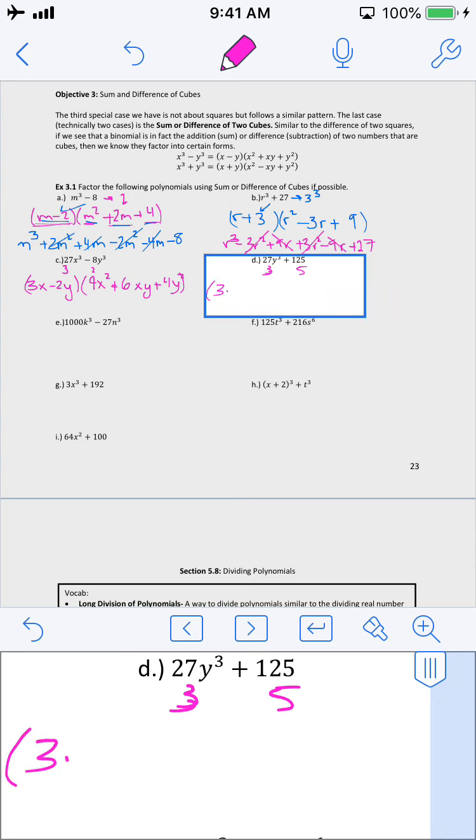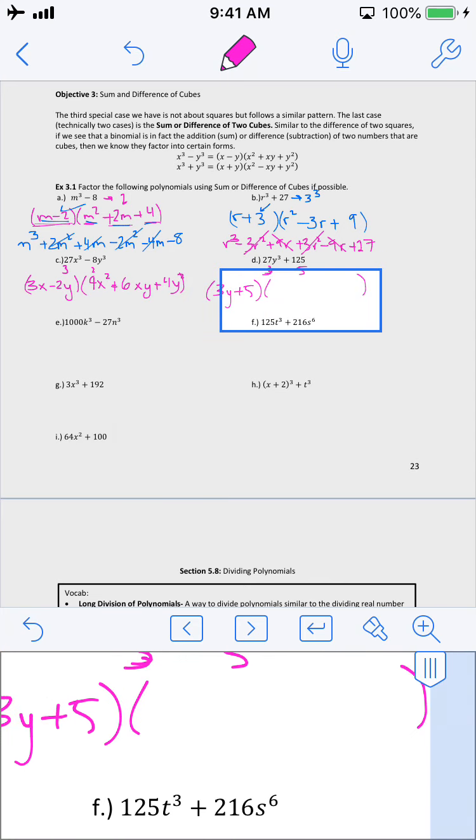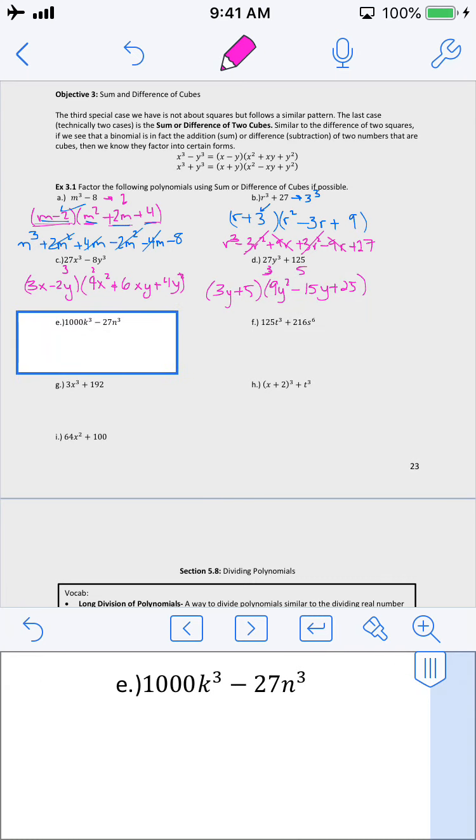So we would have 3y plus 5, and let's see, 3, so 9y squared, and 25. And because this is positive, I have to do a minus, multiply 15y. There's my factored form. Singles, squares, multiplication. Then I just got to make sure the signs are right. All right, moving right along.